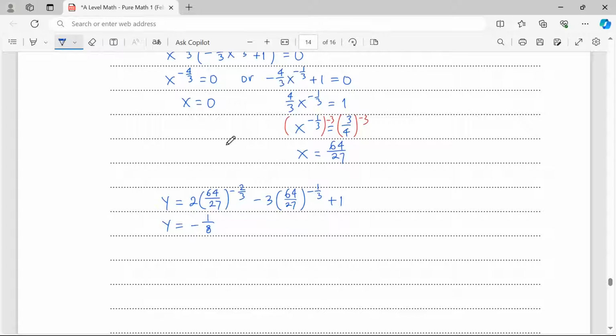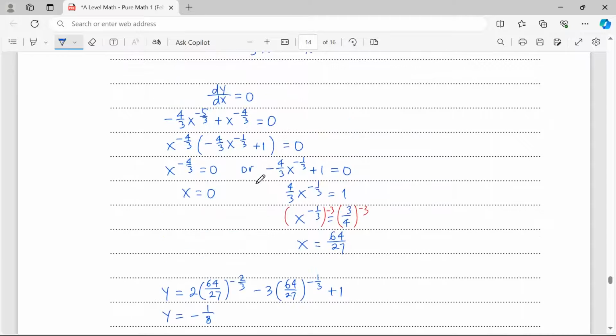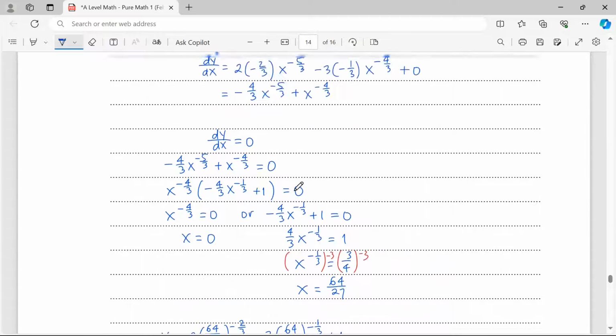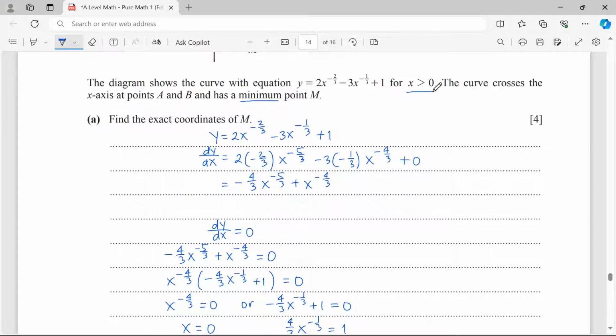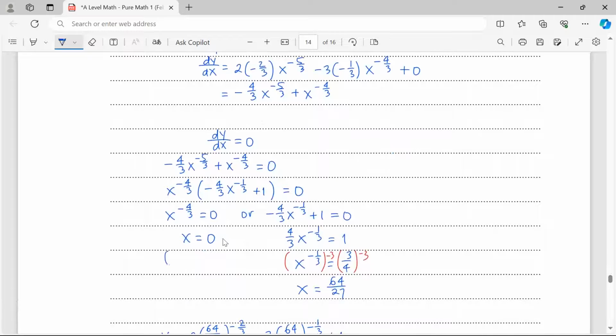Negative 1 over 8. And for this value of x equals 0, we don't need to use this because we know that x must be greater than 0. So this one is not possible.